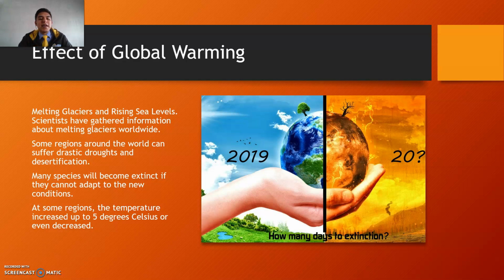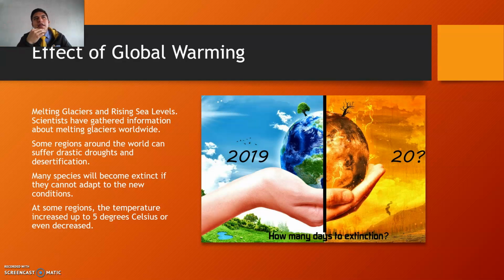Droughts basically mean that there is no rain at all. It doesn't rain. And desertification means that, of course, we're going to have a higher amount of evaporation than of precipitation. And this is something real. This is something that is happening already, especially in the United States, in the southwest.